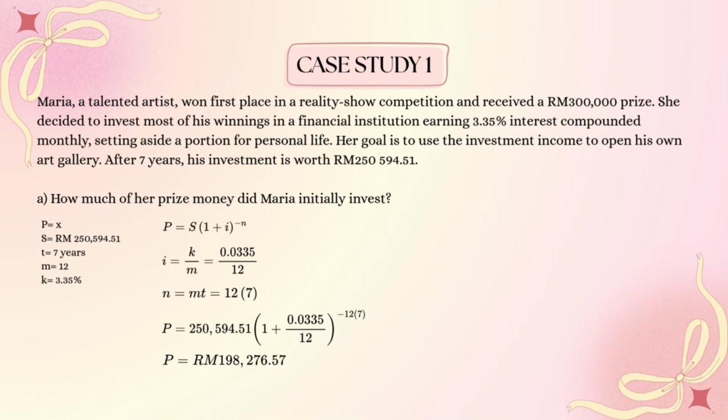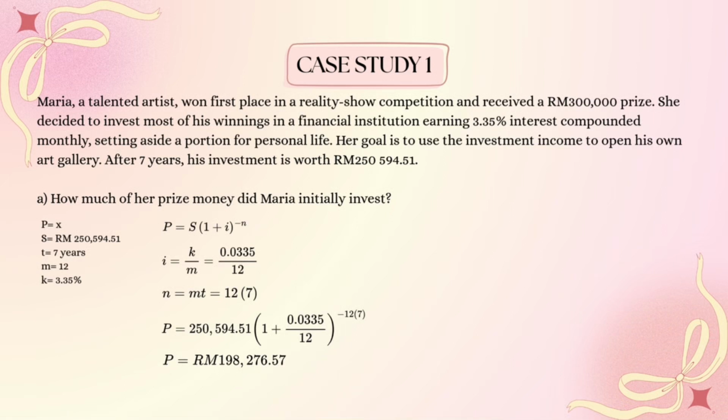For case study 1, Maria, a talented artist, won first place in a reality show competition and received a 300,000 ringgit prize. She decided to invest most of her winnings in a financial institution, earning 3.35% interest compounded monthly. Setting aside a portion for personal life, her goal is to use the investment income to open her own art gallery. After 7 years, her investment is worth 250,594 ringgit and 51 cents.